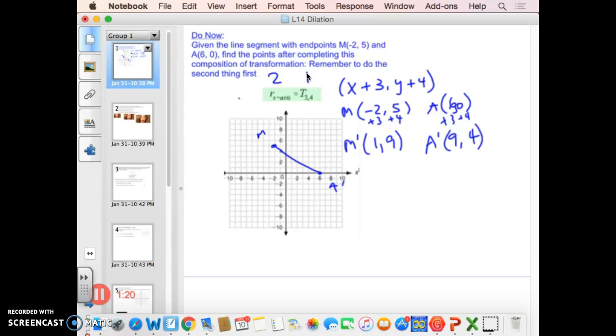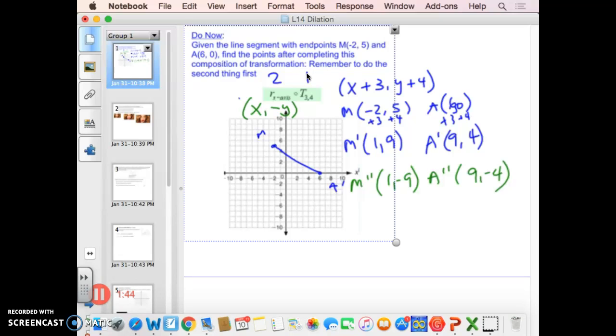Now for the second thing, it says a reflection across the x-axis. Well, I know for that, x is going to stay the same and y is going to change. So M double prime would be at (1, -9), and A double prime would be at (9, -4). And then when I graph that, I will notice that this moved up and over, and then it reflected down. So it should be somewhere in this quadrant down here.